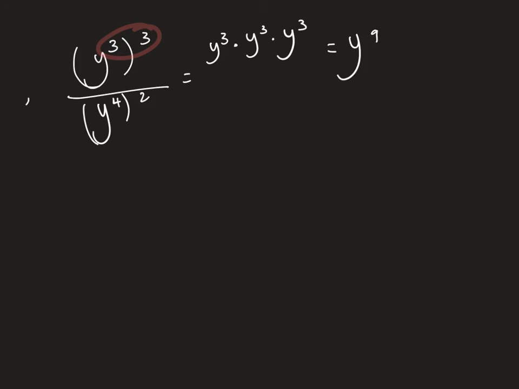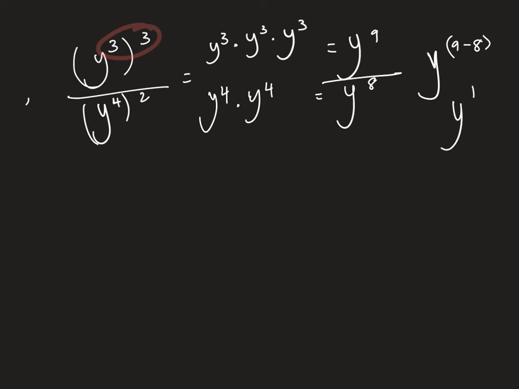All right, y to the fourth power squared would mean y to the fourth times y to the fourth, which would give us y to the eighth. And then to simplify this, I'm dividing these exponents, which means I'm going to be canceling things out. So I'm going to say y to the 9 minus 8. And that would leave us y to the 1, or just simply y for our answer.